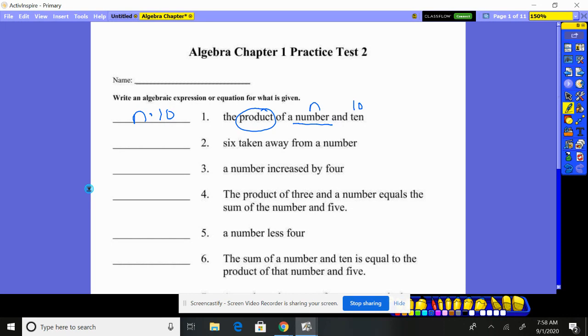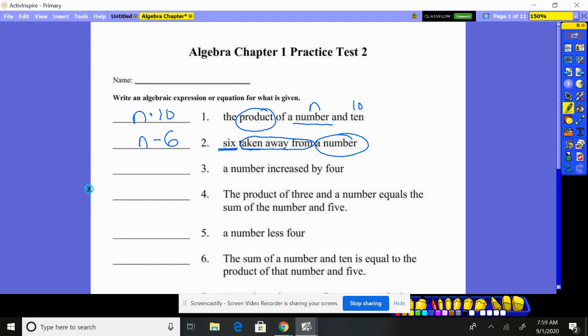Number 2, little tricky. It says 6 taken away from a number. So 6 is being pulled away from the number. That means the number's already there and you're taking 6 away from it. Whenever you have this taken away from, this guy's going to come second, and that piece right there at the end is going to come first. That's a little tricky, but you've got to put that in memory.